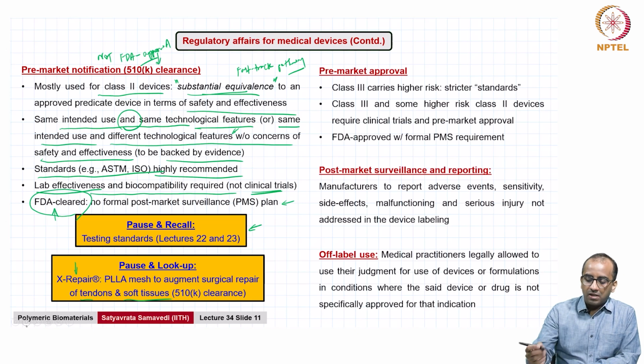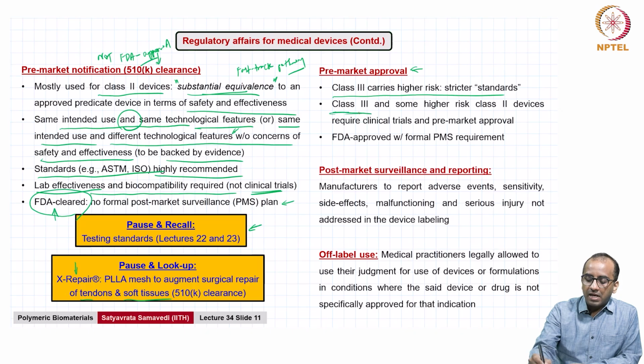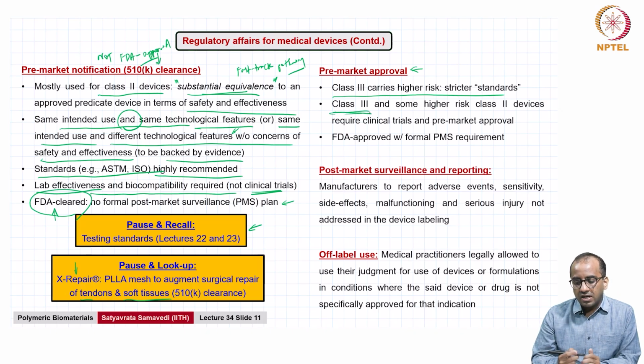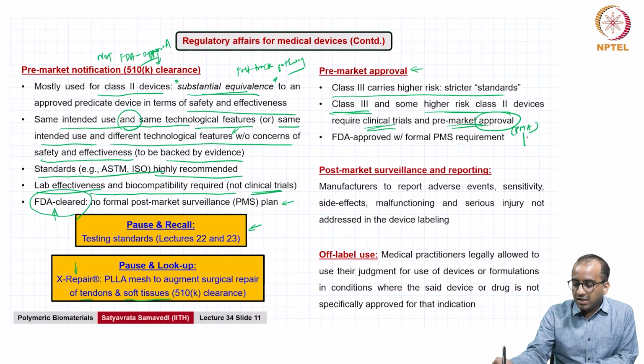In contrast, the pre-market approval is typically used for class 3 devices, which carry a higher risk. So, the standards are stricter in that sense, and the class 3 and sometimes some higher risk class 2 devices require clinical trials and pre-market approval. So, here you can't claim substantial equivalence to a predicate device. This has to go through the full round of clinical trials and has to have pre-market approval, which is PMA, whereas the 510(k) clearance is the pre-market notification. They are not the same.